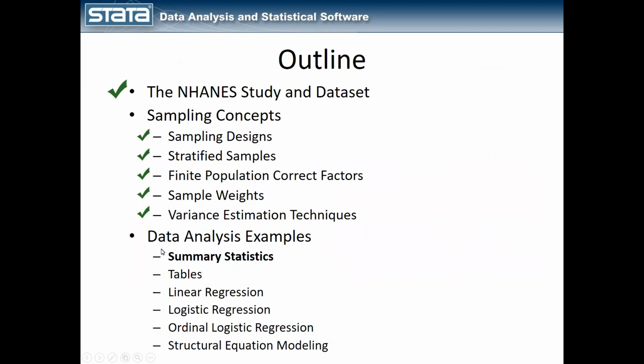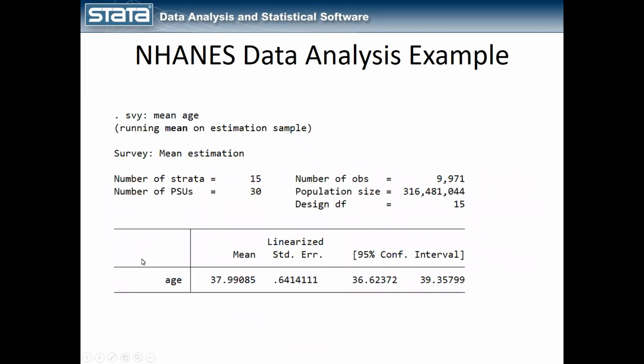So let's just go through some quick examples of things you can do once you've applied the svyset command. If I want to calculate the average age and apply the sample weights, I just put svy colon in front of my mean command, and it will calculate the mean age, accounting for the features of the survey design. So for the command, I just need svy colon.